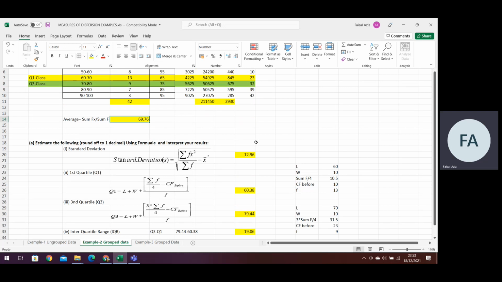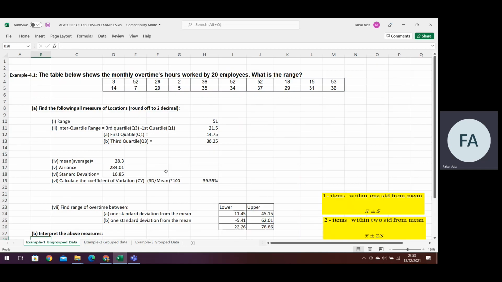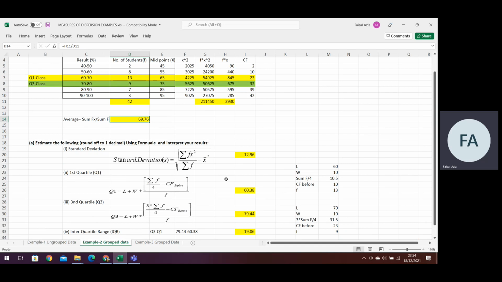Now you can compare: when we were using ungrouped data, we mostly used built-in functions in Excel. When it comes to grouped data, we will have to use these formulas, and we will have to fulfill the requirements of these formulas. Once we calculate the variables, we simply put the values of the variables in the formula accordingly. So this is the first example I've discussed. It was about ungrouped data, and this example is about grouped data.